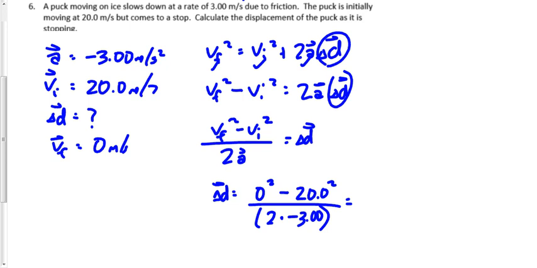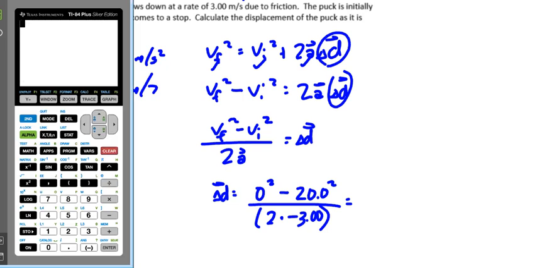Now, take out your calculator and do this with me, okay? Everybody do this with me. We're going to say 0 squared, although we didn't really need to, because what's 0 squared? 0. Subtract 20 squared. Once I get the number on the top, I want to press equals. Negative 400 on the top.